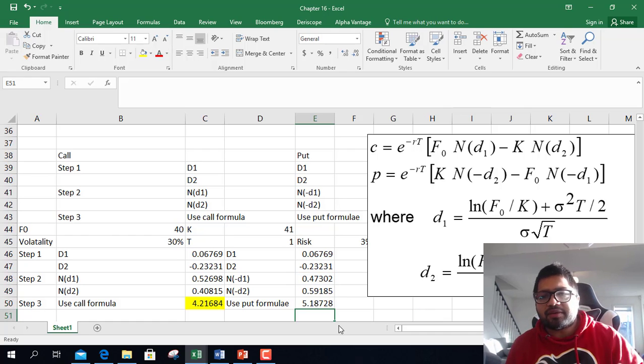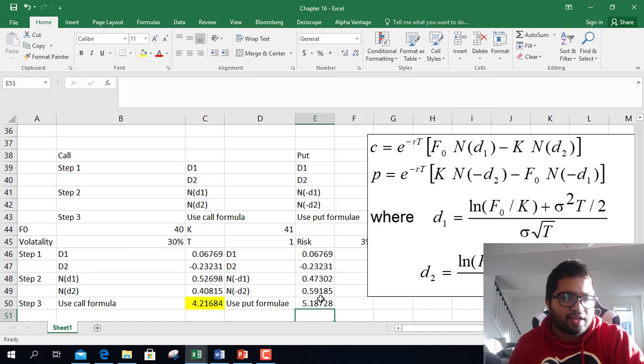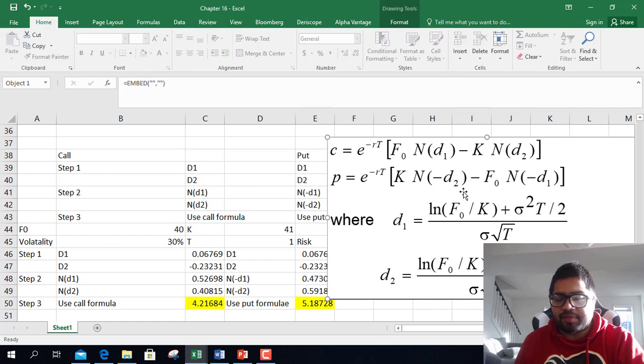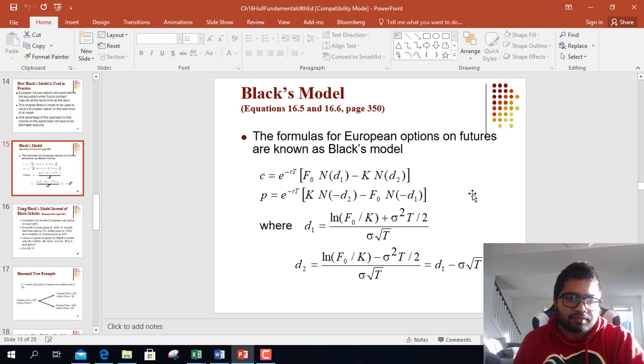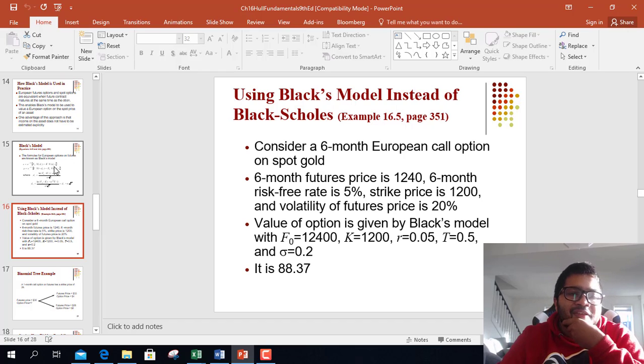So put will be $5. So we can find call and put values using Black's model, which is similar to the Black-Scholes-Merton model, but there are a few changes. Okay, so they have done an example for that.